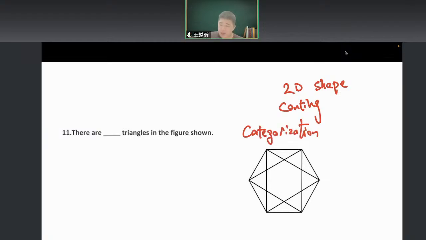Okay, you do categorization. So here in this question, you can categorize based on the number of small pieces. What do I mean? This one only contains 1 piece, this one only contains 1 piece, and this one also only contains 1 piece. So we count this type first.